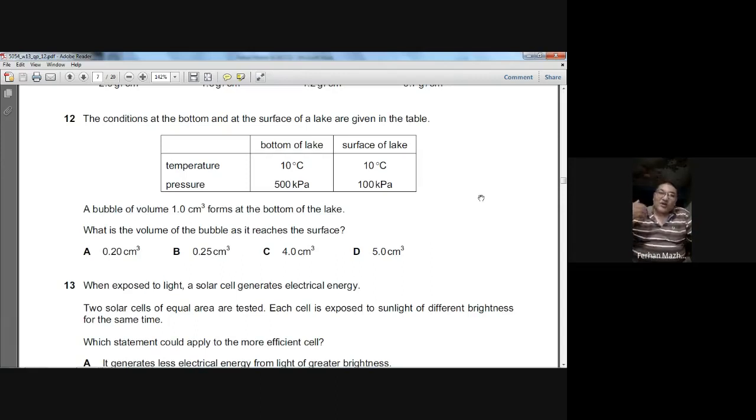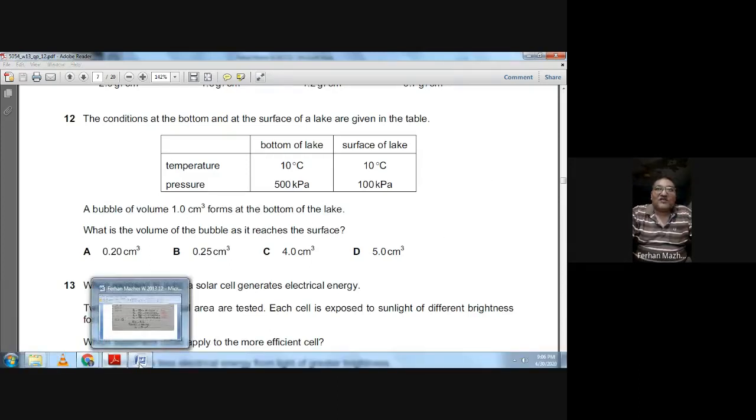So it means we are talking about the pressure and the volume of a gas while the temperature is not changing. And you remember that formula, the pressure of the gas is related to the volume of the gas if the temperature does not change. The famous formula P1V1 equals P2V2. So let me say the bottom of the lake is P1V1, situation 1. So we know the pressure, we know the volume, and we know the pressure 2. We want to find out the volume 2.